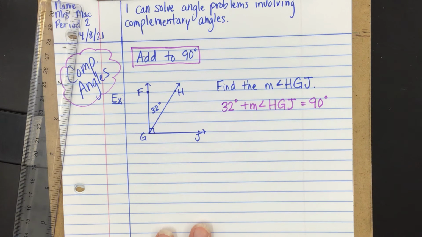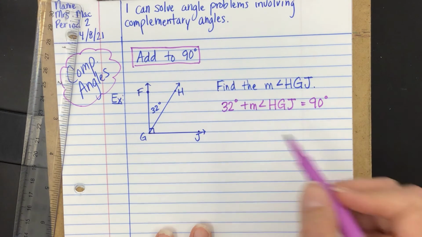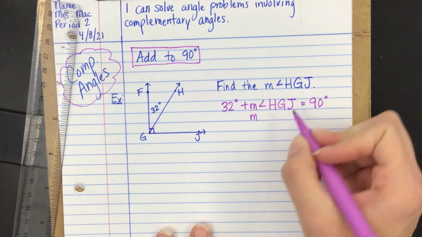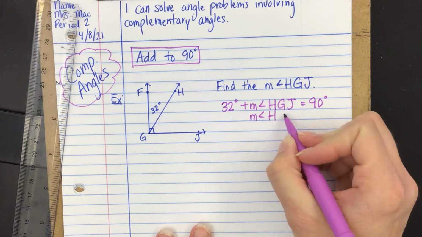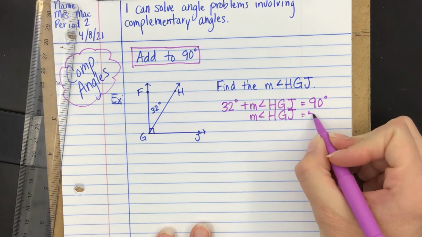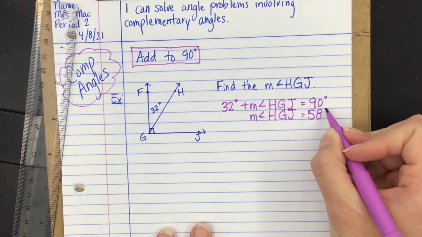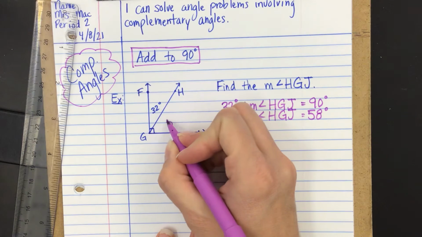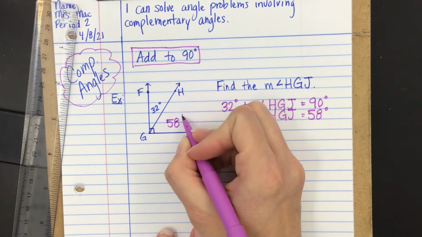You guys don't need to write it out formally. I just wanted you to see it and have it in your notes so that you can look back at it if you need to. But let's just do the math on this. We're going to subtract 32 from 90, and we're going to find that the measure of angle HGJ is 58 degrees. So this angle right here is 58 degrees.